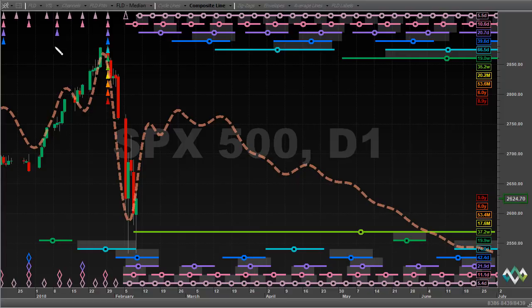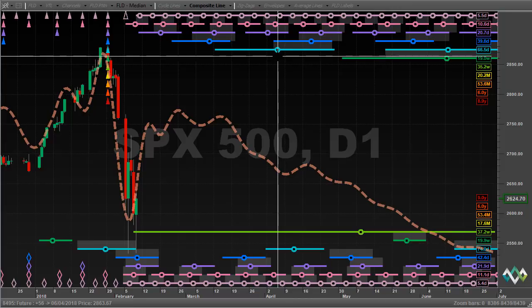Let me just point out an interesting thing here, and that is this 80-day circle back in February was on the 6th of April.